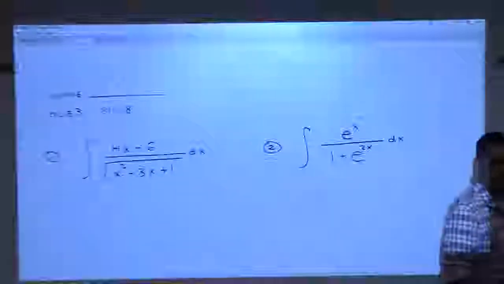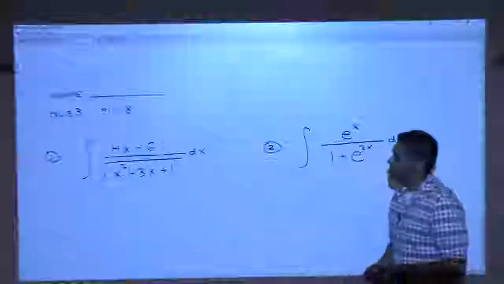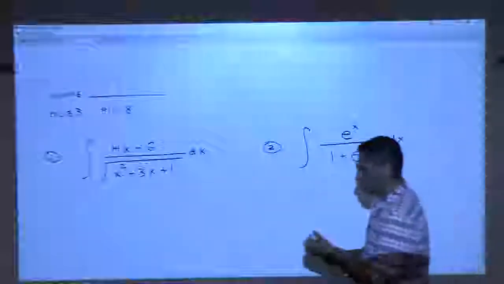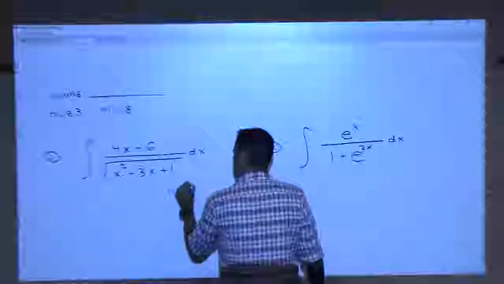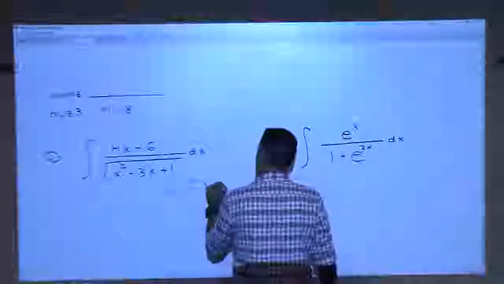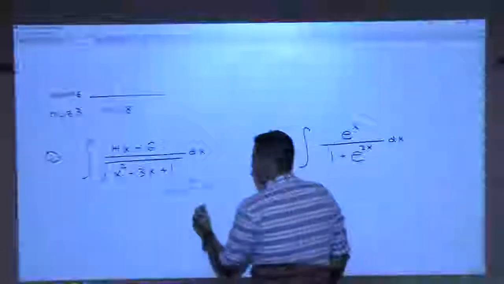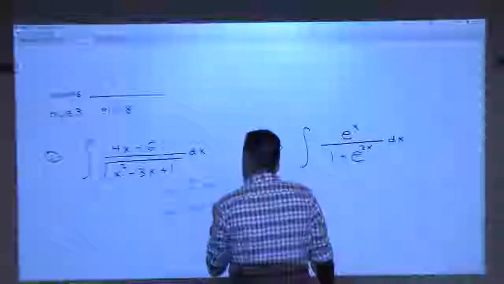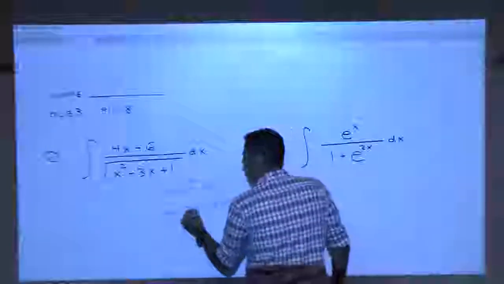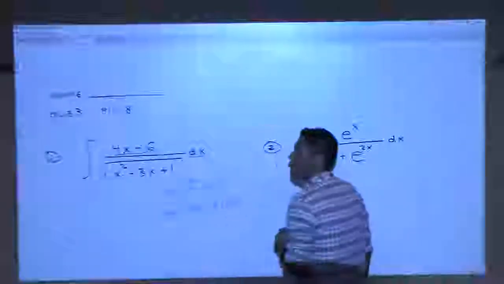All right, do you want to discuss it? Yes? Okay. Make sure I'm recording. All right, so the correct substitution for number 1 is what? Everything under the radical, right? u is x squared minus 3x plus 1. And that is because the derivative of that is 2x minus 3 dx, right? And we almost have that right here.